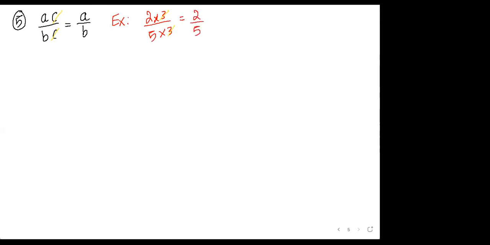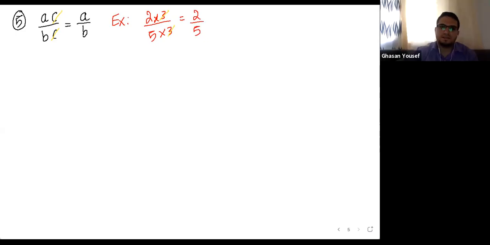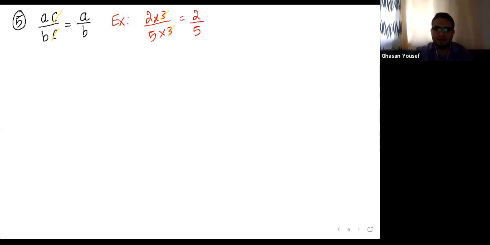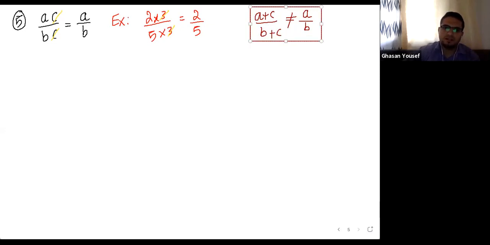You can only cancel it out when it's multiplication. Yes, if they have multiplication, we can cancel. But if we have addition, we cannot do it. If A plus C over B plus C, we cannot cancel the C with the C. A plus C over B plus C is not equal to A over B. We cannot cancel the C with the C if there is addition. This is correct only if we have multiplication.